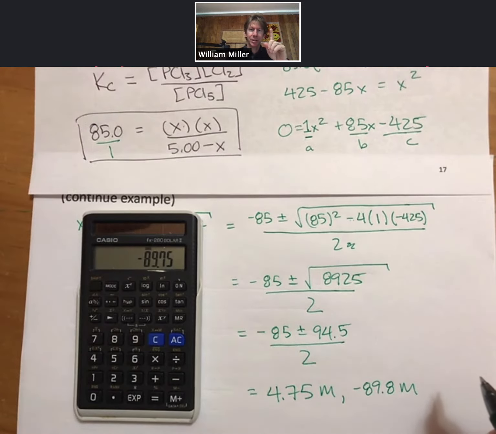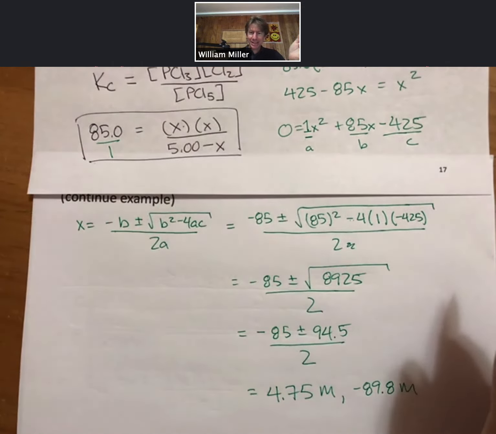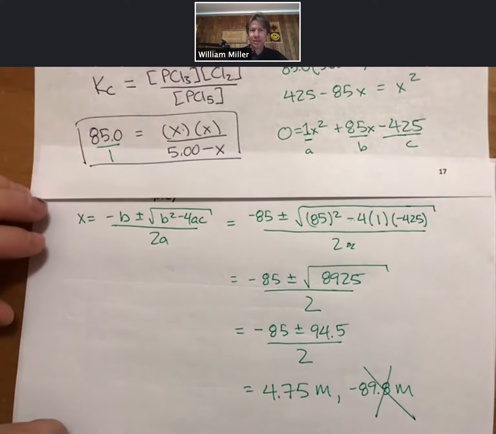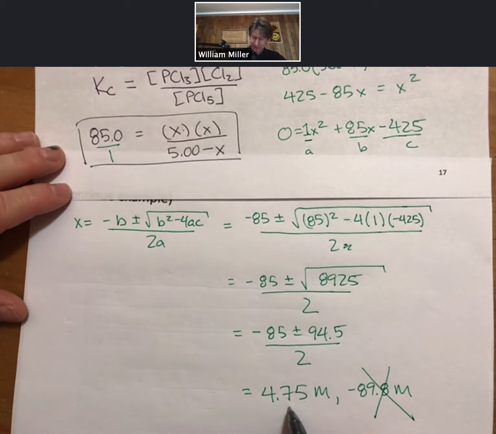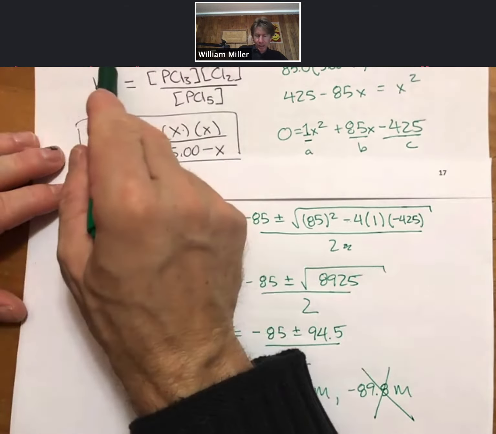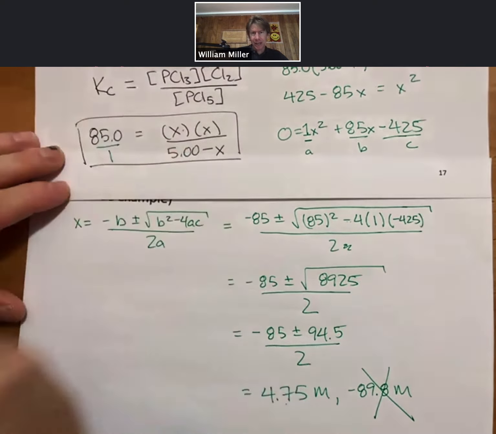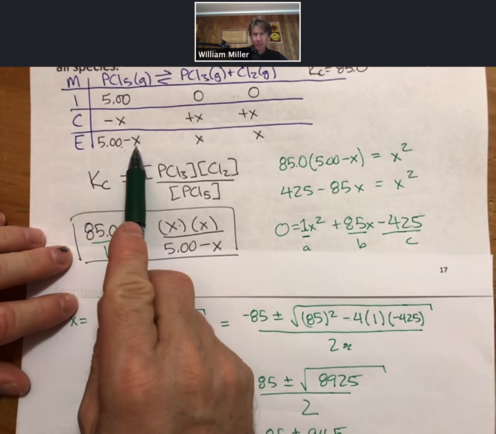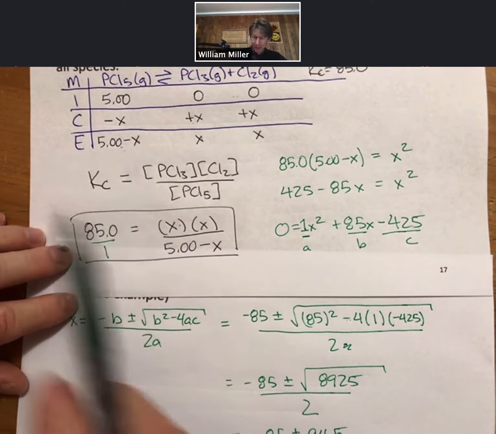So one of these roots will be physically possible, one of them will not. So this one is not a real answer to this problem. This one does make sense because we can only take away less than 5. We can only take away less than 5, so 4.75 is a possible answer that makes sense. The other one is not.